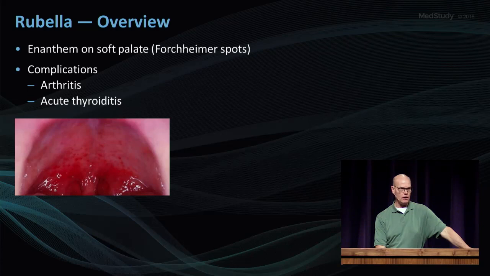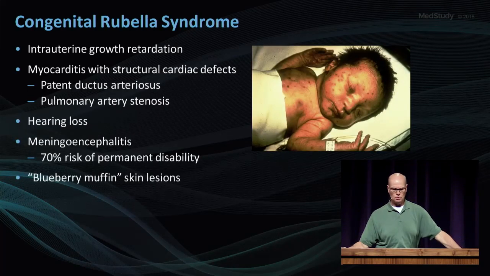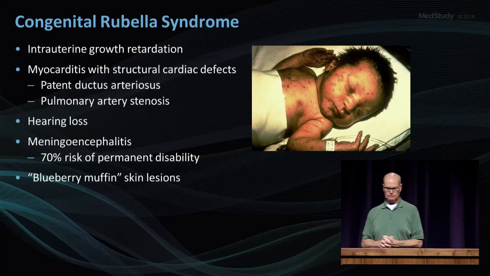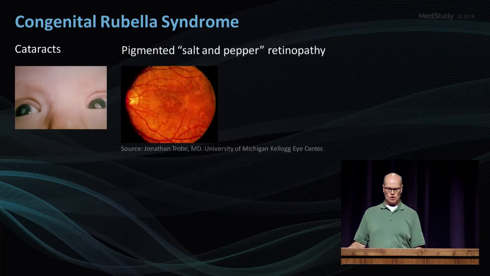Complications, especially arthritis. And again, congenital rubella syndrome, like we've talked about before, along with the TORCH infections. Cataracts, so-called salt and pepper retinopathy.